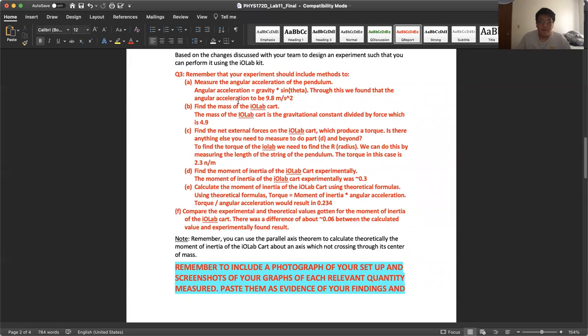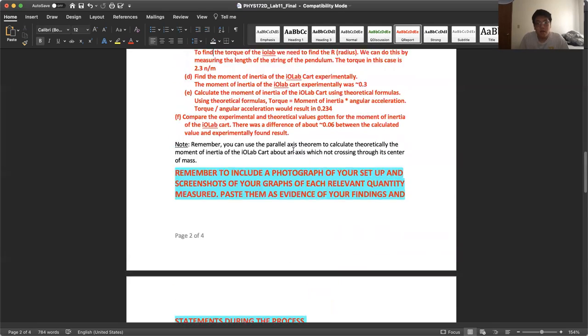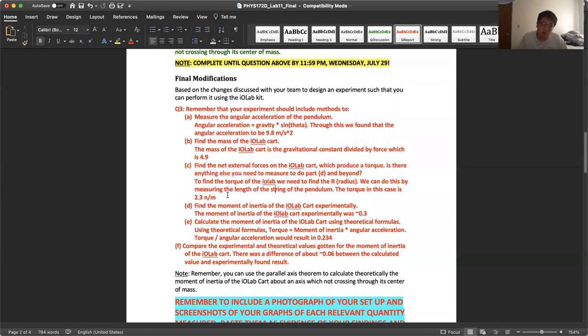So after that, you find the net external force of the IOLab cart, which produces a torque. To find the torque of the IOLab, we use R, the radius, which is this string right here. We can do this by measuring the length of the string of the pendulum. It's asking what additional things you have to measure. The only thing you had to measure was the length, or the radius R. And through that, I found that the torque in this case was 2.3 Newton meters.